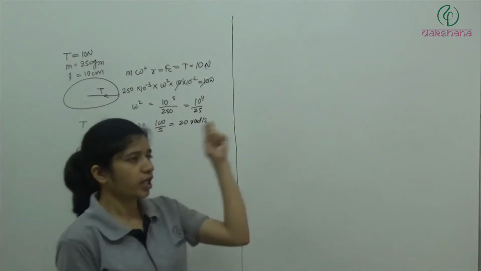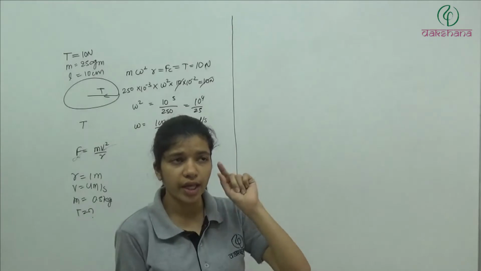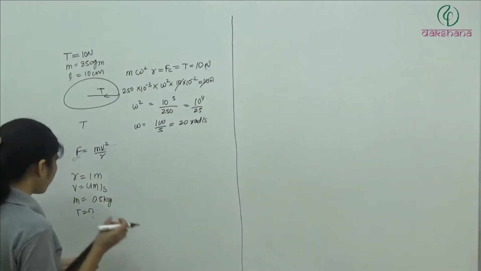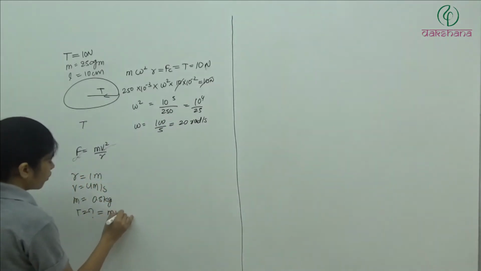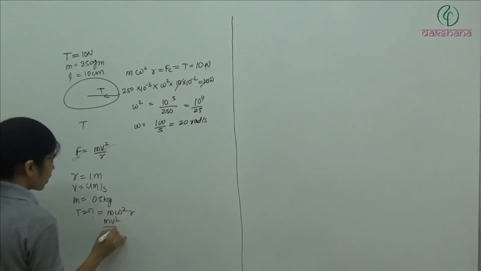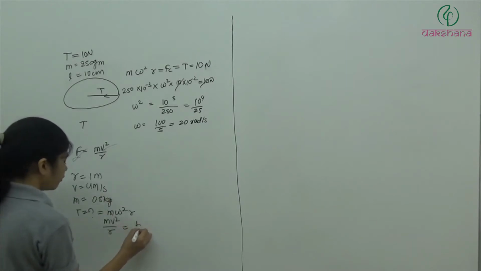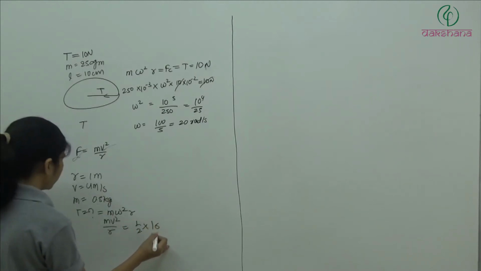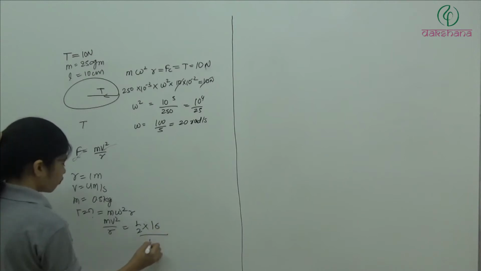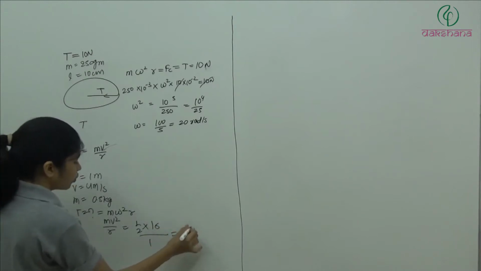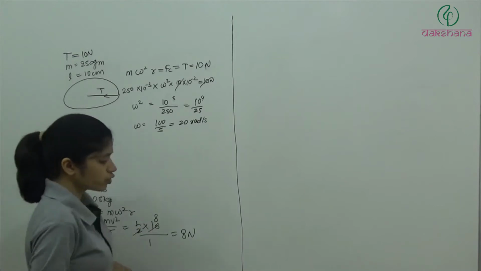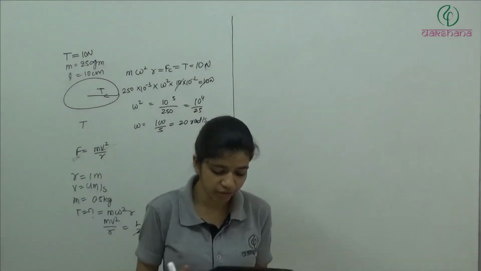So we are rotating this stone like this. So again the tension will provide the necessary centripetal force. So tension will be equal to m omega square r or m v square by r. So here they have given v, so we will write this equation. So m is half, v square is 16 divided by r is 1. So it will be 8 Newton. So tension developed in the string will be 8 Newton.